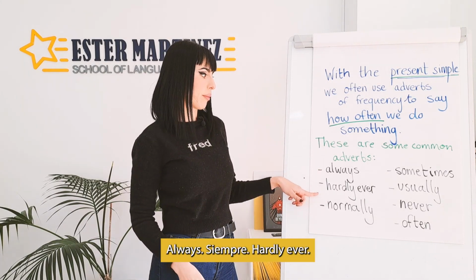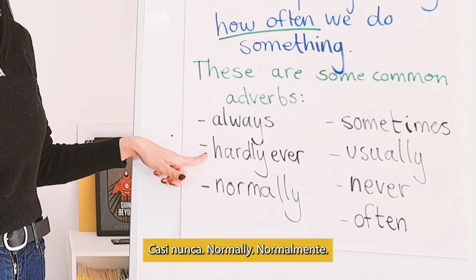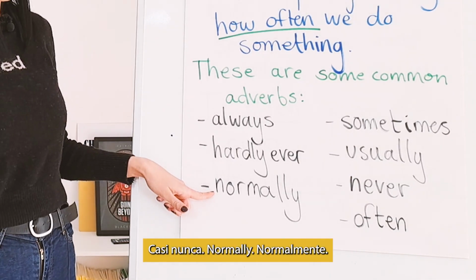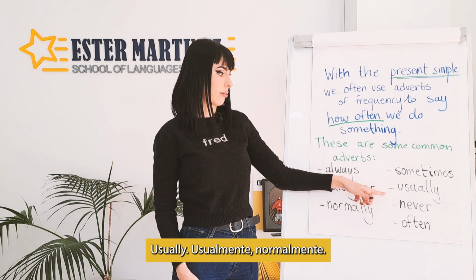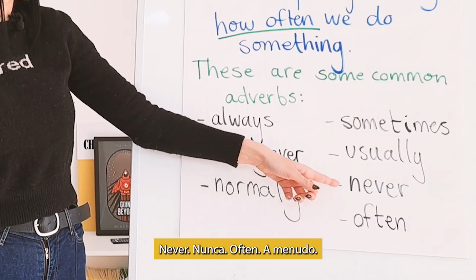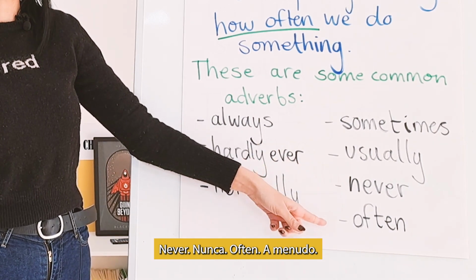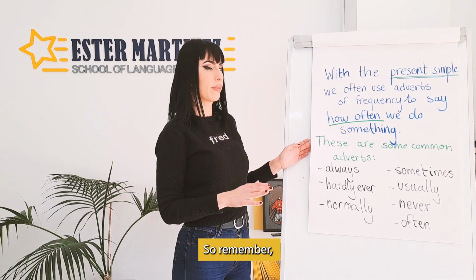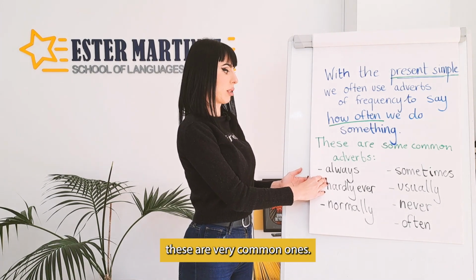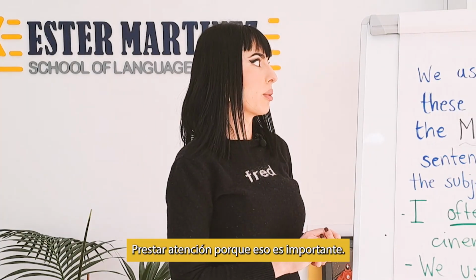Always, siempre. Hardly ever, casi nunca. Normally, normalmente. Sometimes, a veces. Usually, usualmente, normalmente. Never, nunca. Y often, a menudo. So remember, these are very common ones. Prestad atención porque eso es importante.